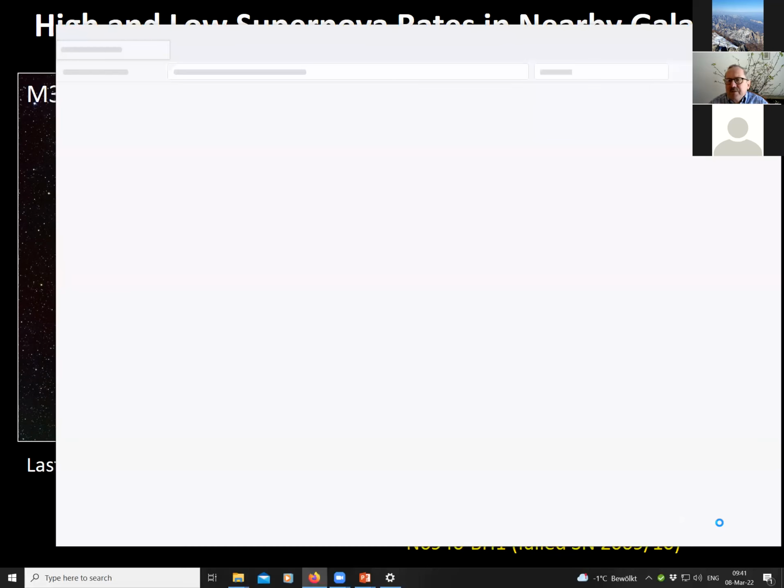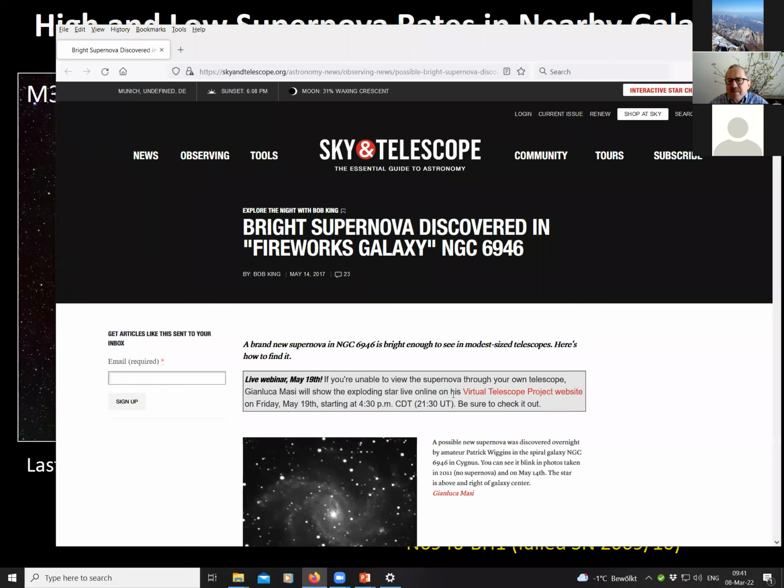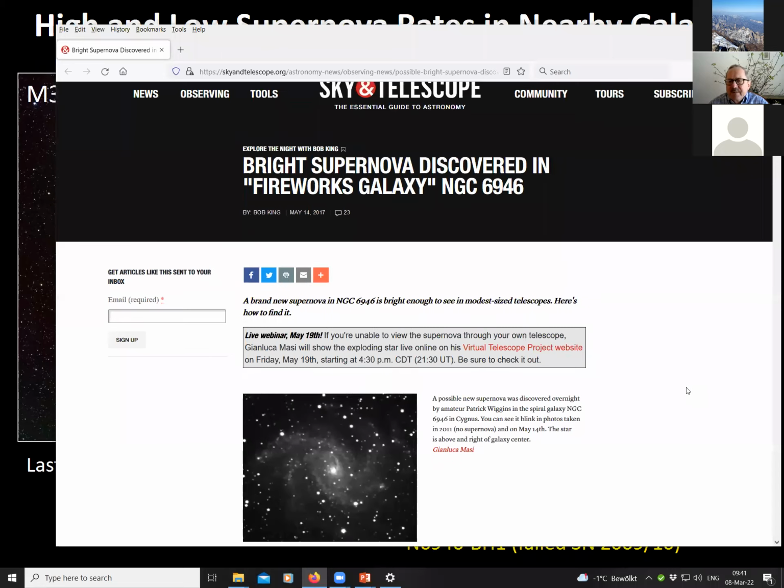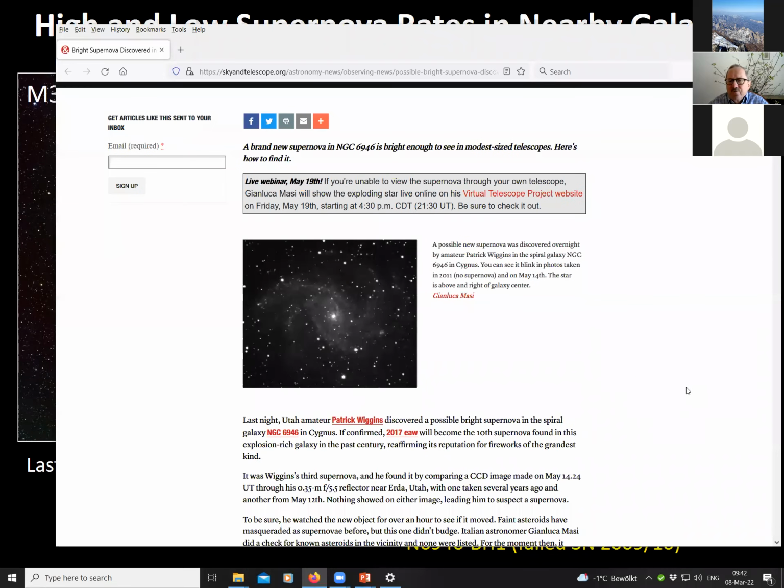This is a link to the Sky and Telescope magazine. Sky and Telescope is a journal for amateur astronomers, and they discovered this for the first time. So what you see here is the supernova where it's flashing. There are two images overlaid, before and after the supernova, which were observed by this amateur astronomer that night on May 19th. So here's the supernova.